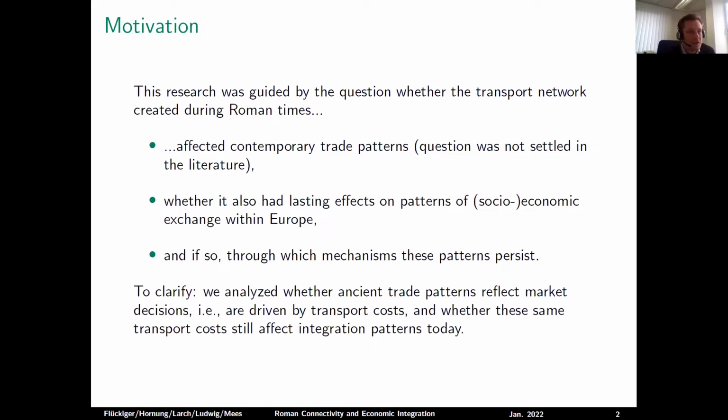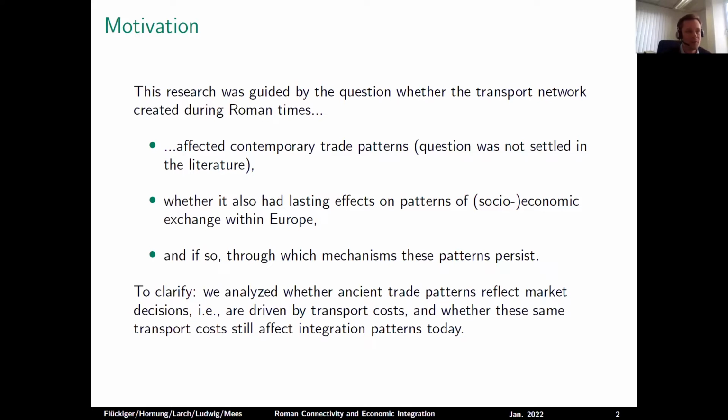And this is a question that, according to my understanding, was not really settled in the literature, because it was often claimed that it was not really a market economy, and there were command patterns, or the military was organizing trade as much as possible, and we don't see the typical demand and supply patterns that we would expect in a modern economy.